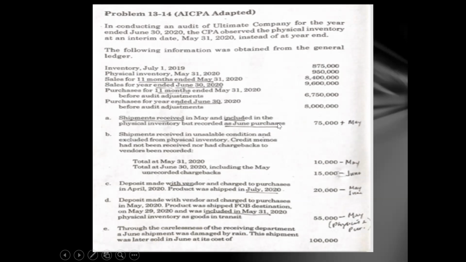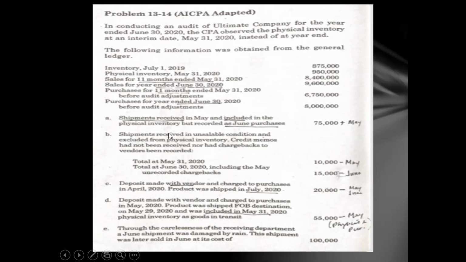Okay, so our May must be added. But our June purchases here are for the year ended already, so no need to adjust, because it must be included for the year ended June 30. So only May must be adjusted. For letter B, meaning we are going to add the 75,000 from 6,750 later on.